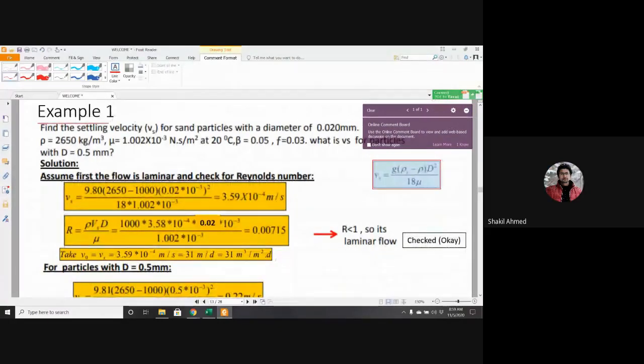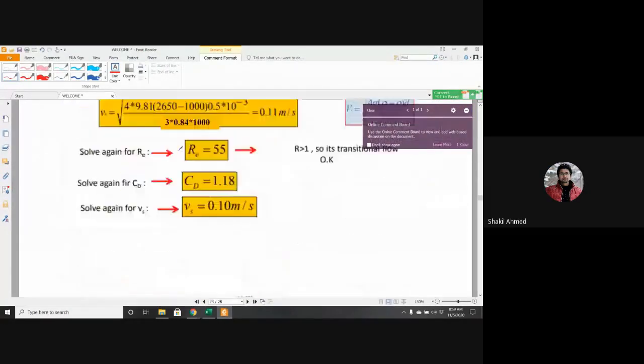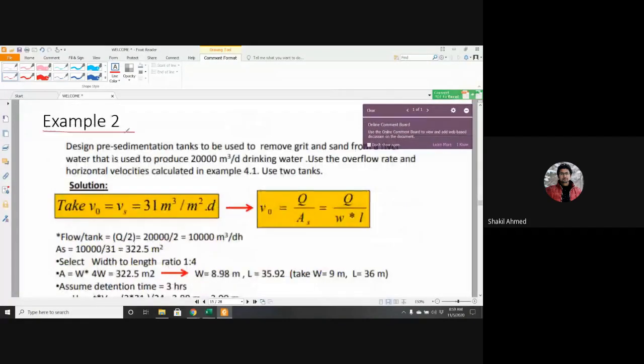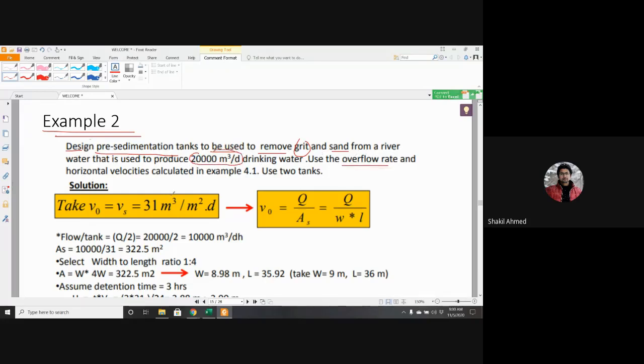So, let's solve a problem now. Example, let's start from here. Design a pre-sedimentation tank to be used to remove grit, oil, vehicle, and other material, and sand from river water, which is used to produce 20,000 meter cube per day of drinking water. The overflow rate and horizontal velocity are calculated.